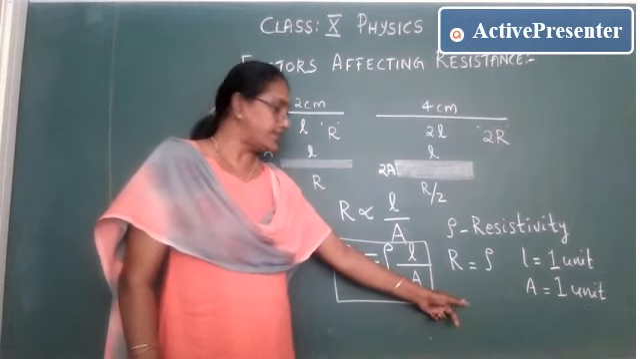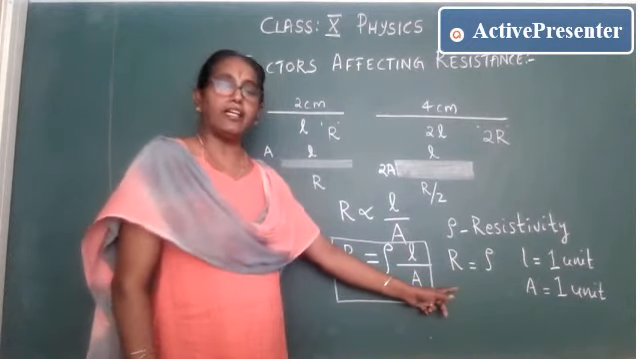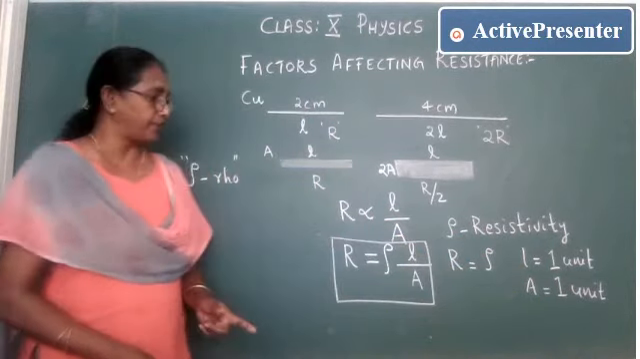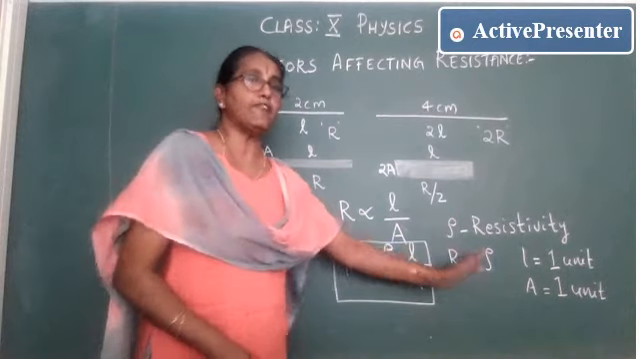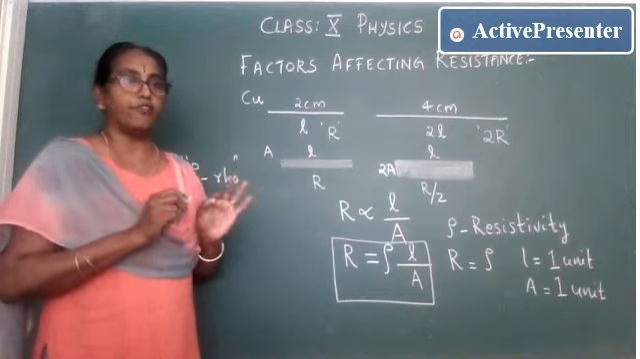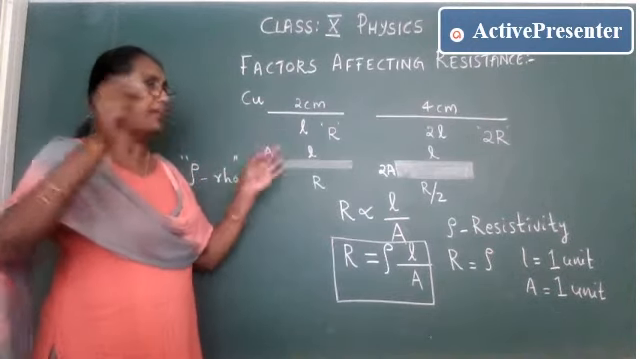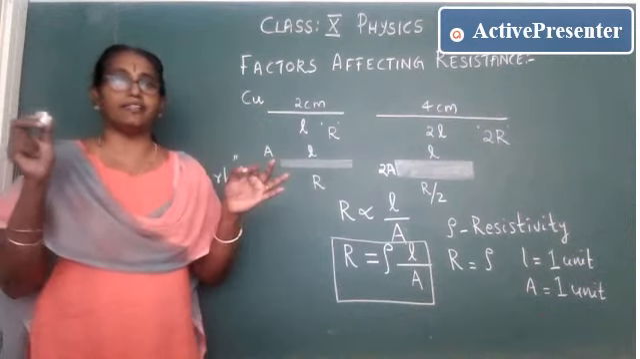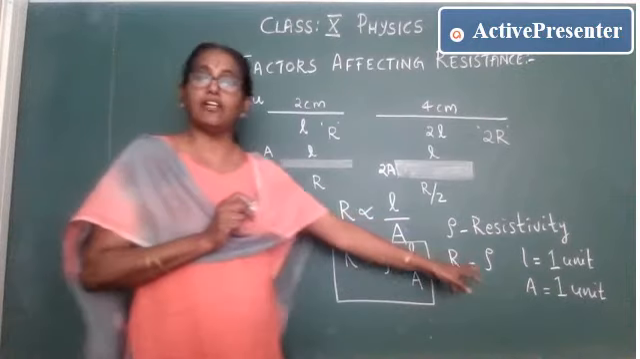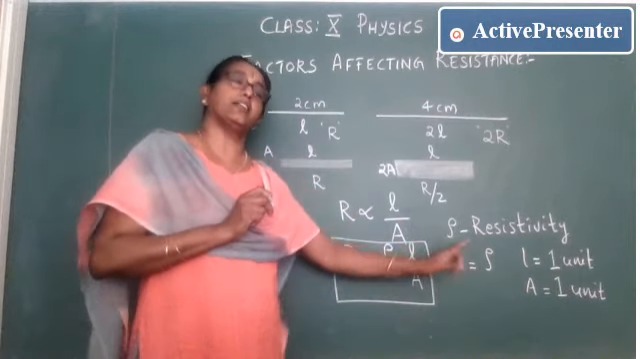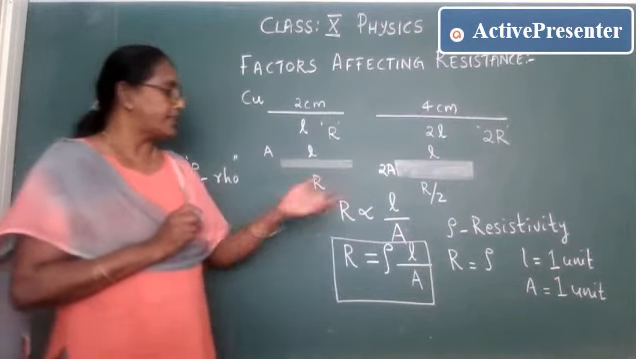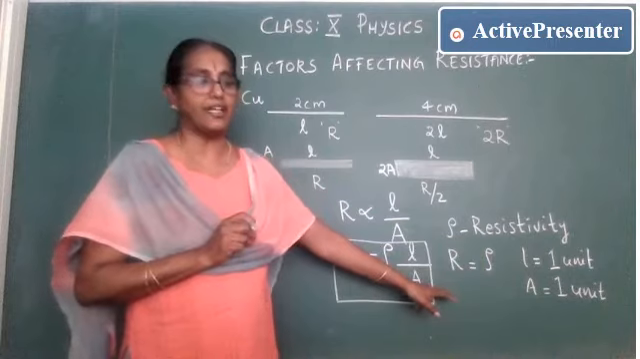So resistivity is the resistance offered by any material of unit length and unit area of cross section. Therefore, resistivity for a particular material will remain constant. If you increase or decrease the length of the wire, resistivity will not change, but resistance will change. If you change the area of cross section of the material, resistivity will not change, but the resistance will change.